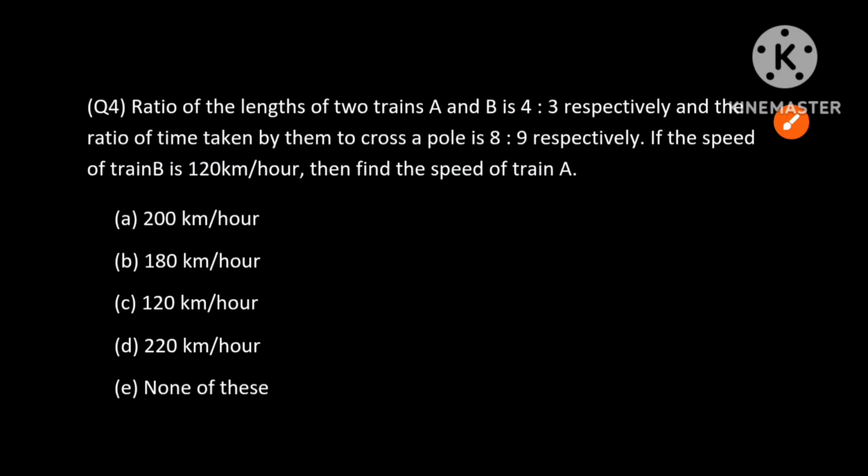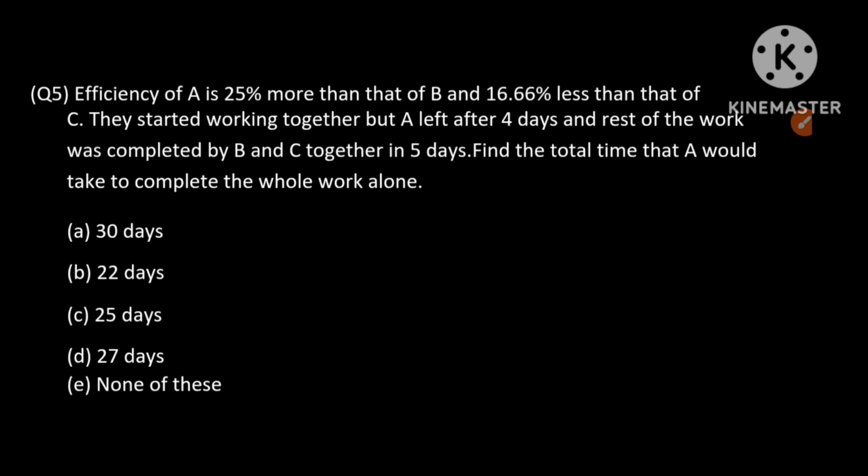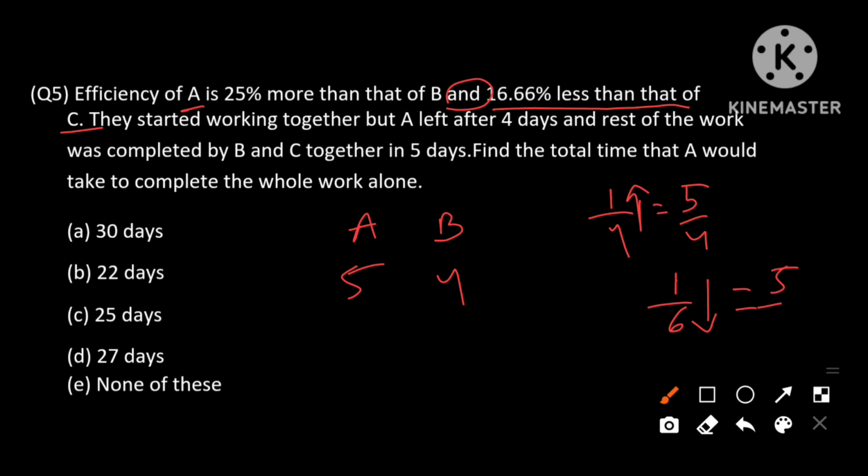Okay. Now we are moving to question number 5. Question number 5 says that A is 25% more than B. 25% more means 1/4 more, means 5 by 4. So A is 5 and B is 4, and B is 16.66% less than C. Here 'and' represents the initial efficiency of A. 16.66% less means 1 by 6 less, which means 5 by 6.